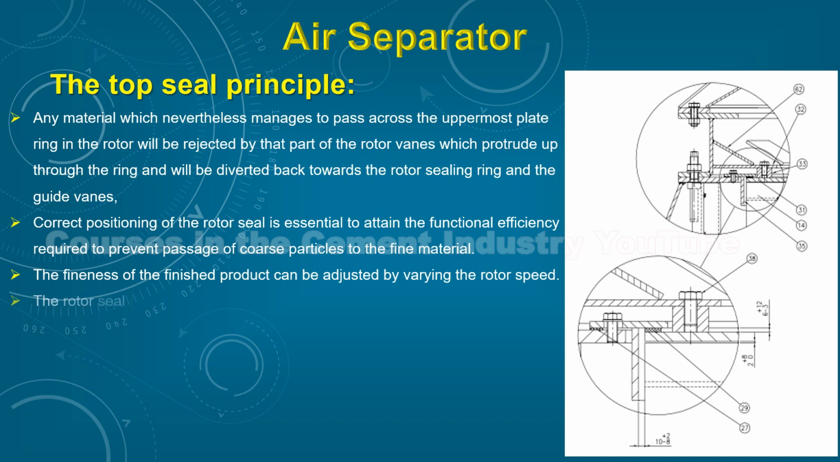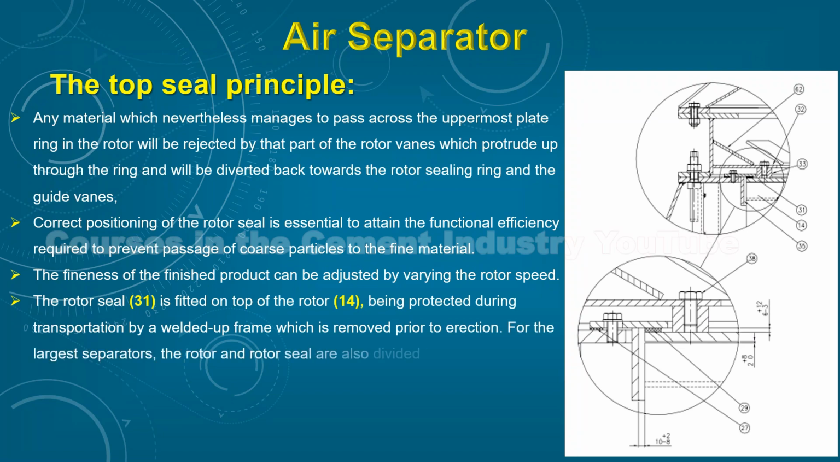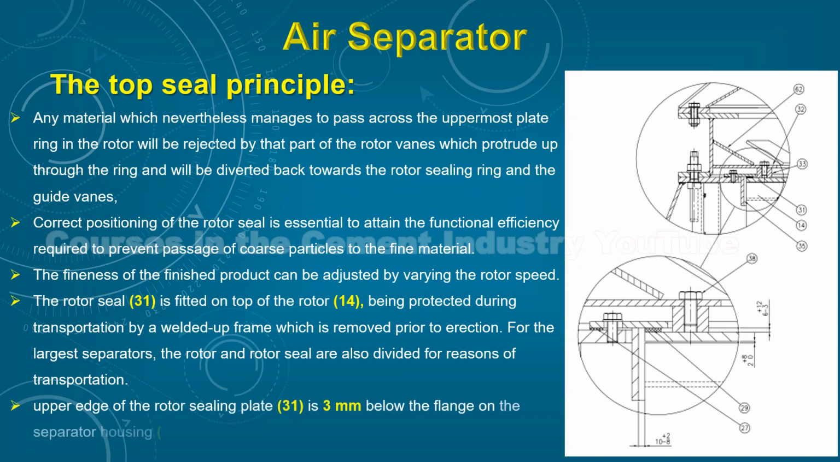The rotor seal C.31 is fitted on top of the rotor C.14, being protected during transportation by a welded-up frame, which is removed prior to erection. For the largest separators, the rotor and rotor seal are also divided for reasons of transportation. The upper edge of the rotor sealing plate C.31 is 3 mm below the flange on the separator housing C.16.